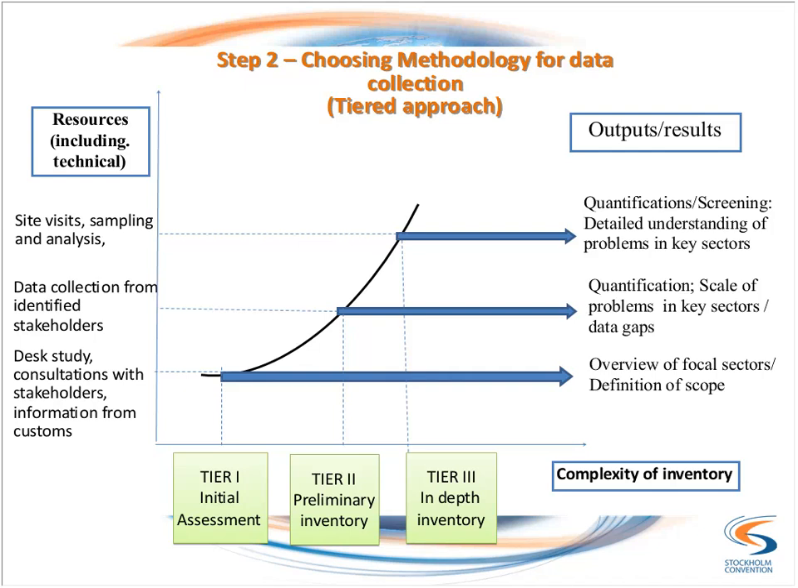If you are in tier 1, which is this initial assessment, you'll only need to have a desk study, maybe consultations, statistics coming from different stakeholders that can be, for example, customs. But then what is the output or the result that you will get? It's just an overview.